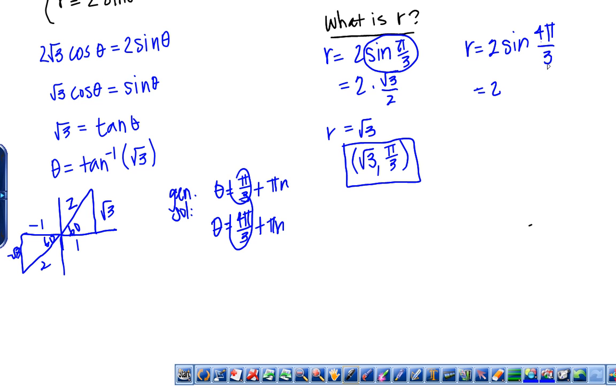Okay, so 2 times sine of 4 pi over 3. In this one, let's see, sine is opposite over hypotenuse. Yeah, opposite over hypotenuse. Again, that was a negative root 3 over 2. Again, messy. So this is negative root 3 over 2. So my radius in this case is negative root 3. My solution in this one is going to be negative root 3, and this is 4 pi over 3.